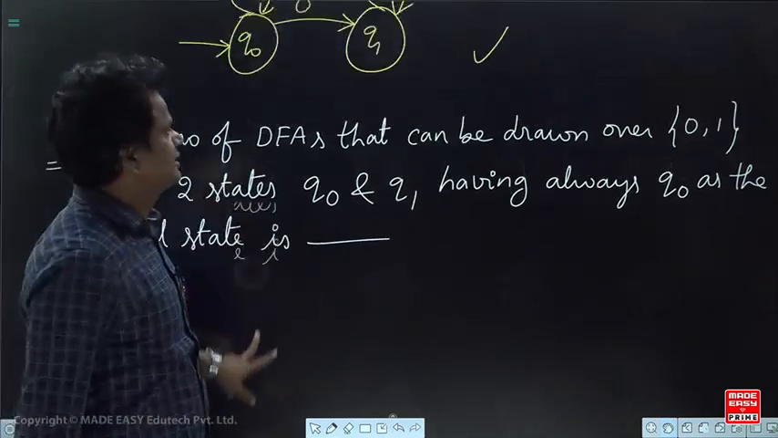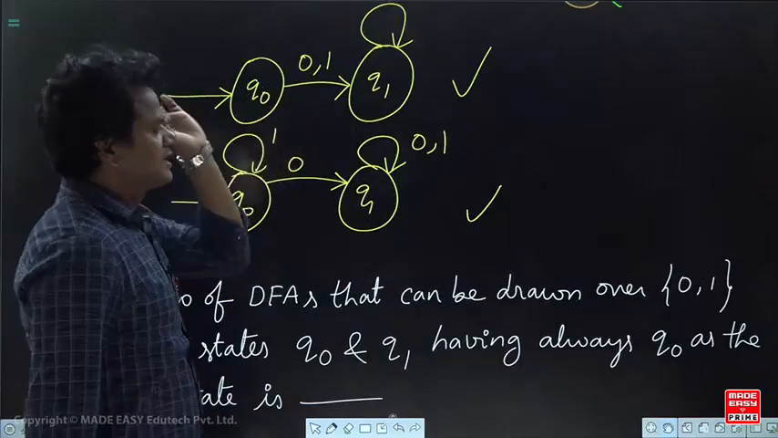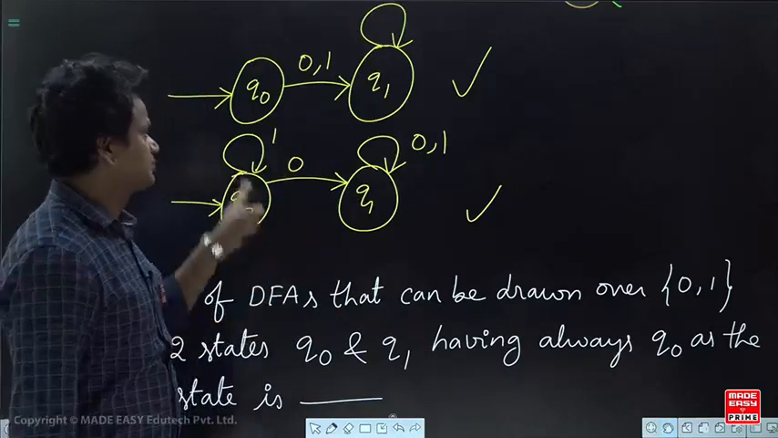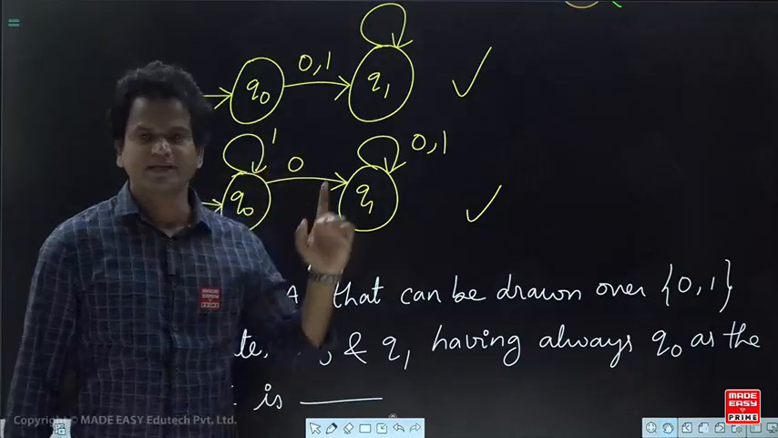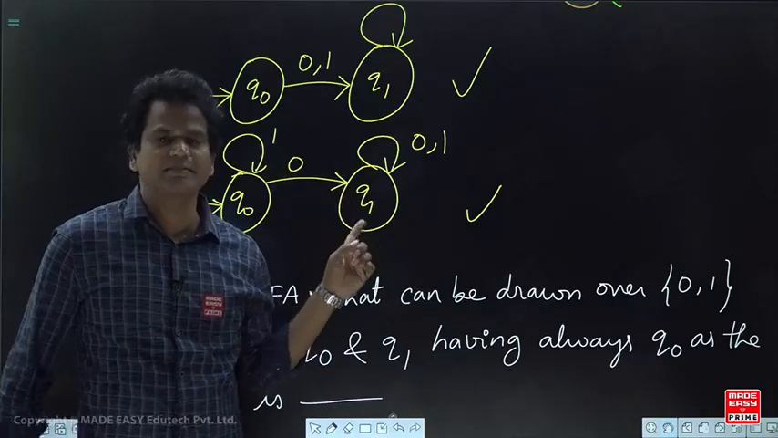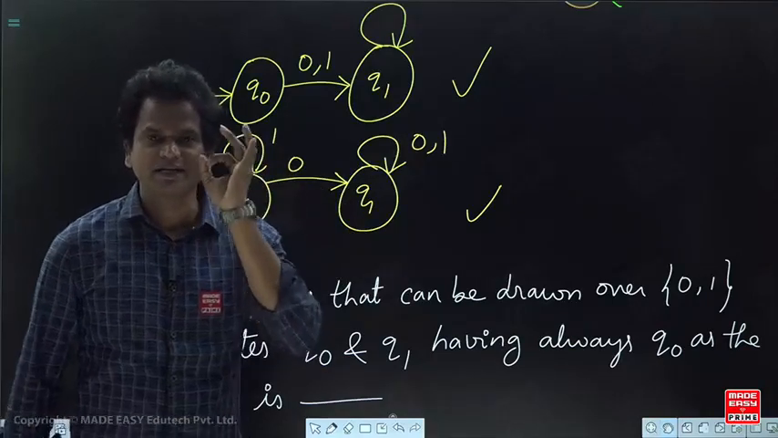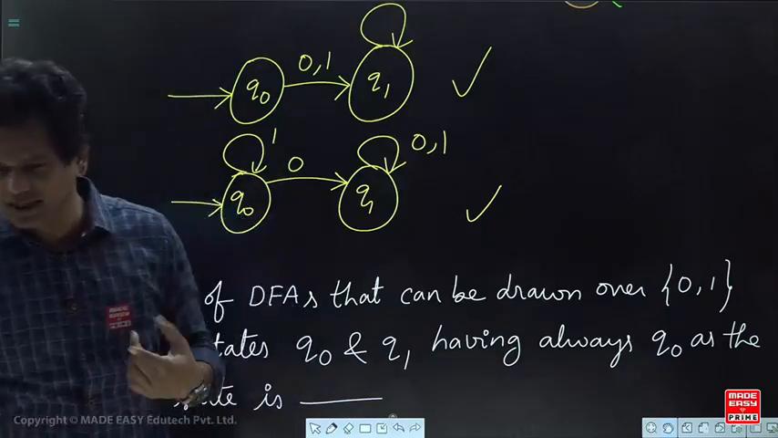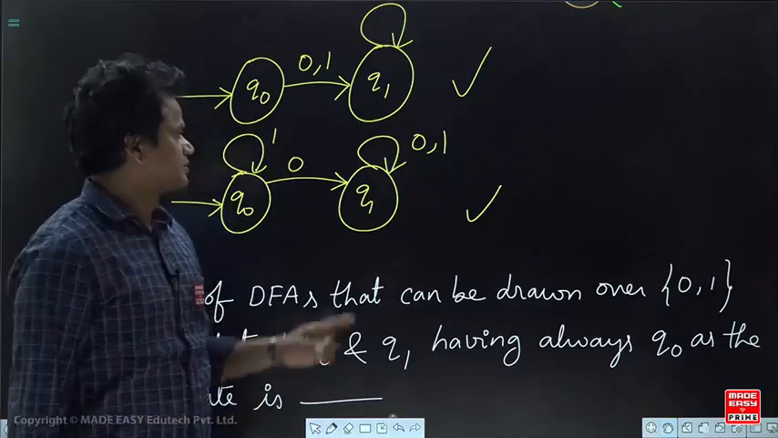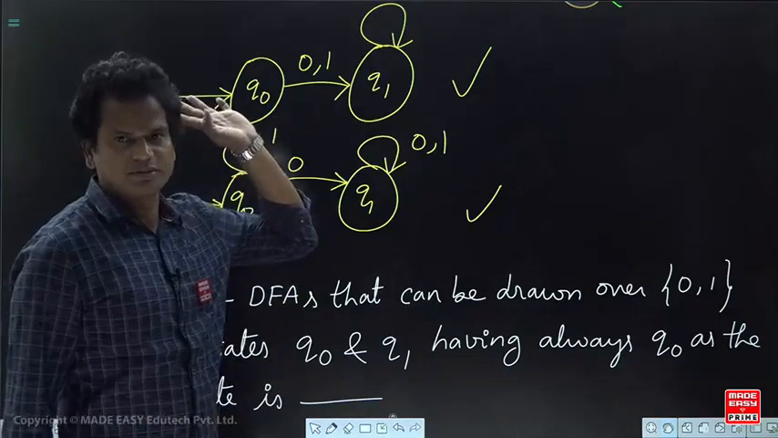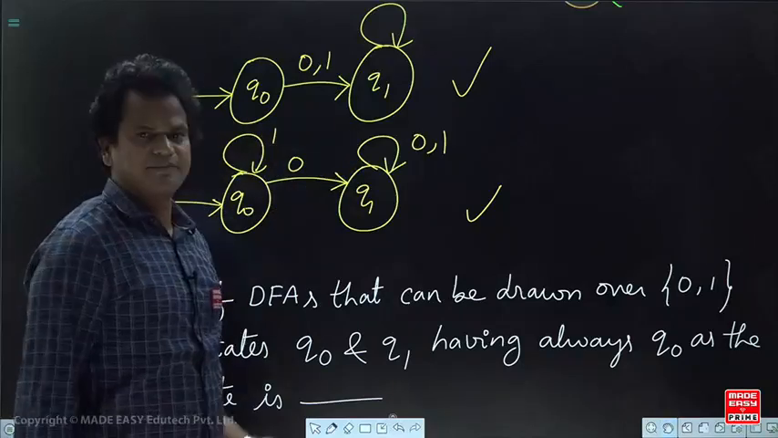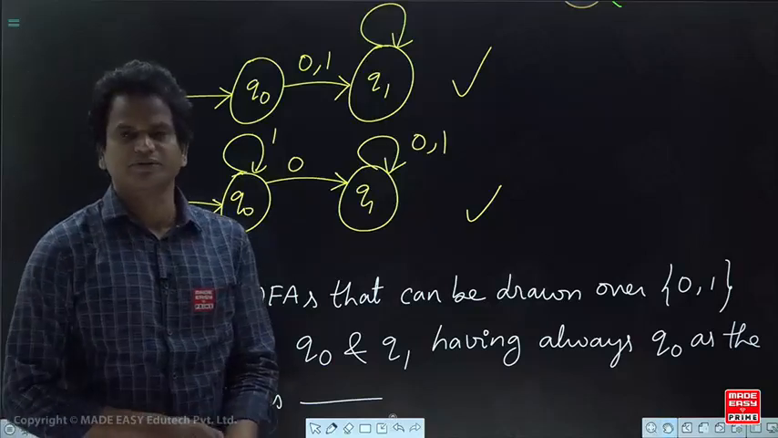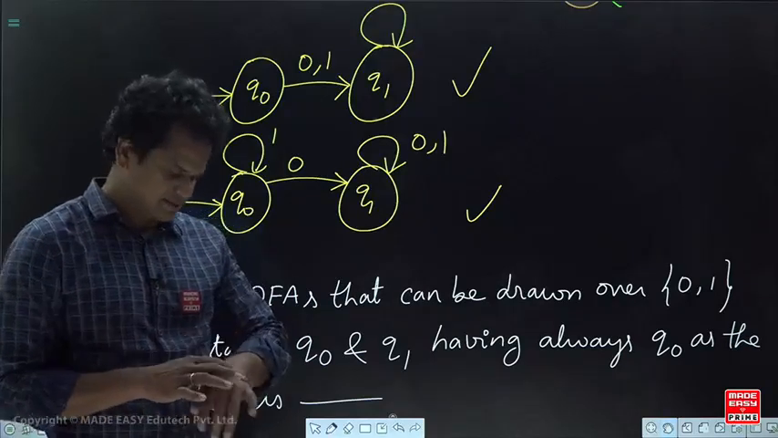Hello guys, here structurally they are different. Functionally I am not asking. Functionally both are the same because both do not accept anything. They do not have a final state. They accept the empty language. But how many different DFAs? Structurally different possibilities you can construct. So that's my question. Here both are empty language, both accept empty language because there is no final state. So I am not asking that. So how many different possibilities can you construct?